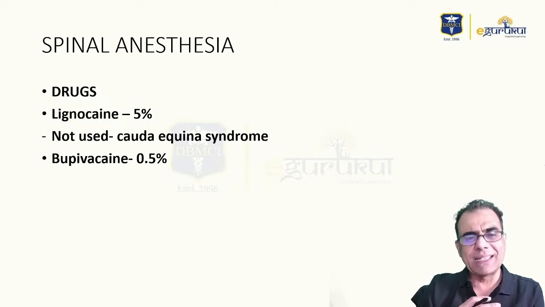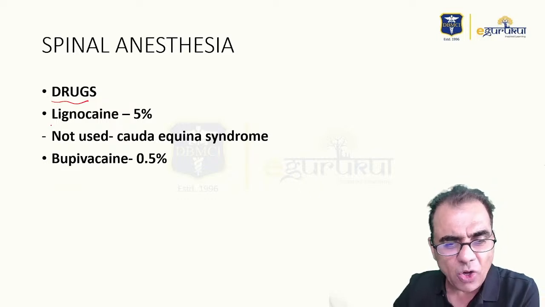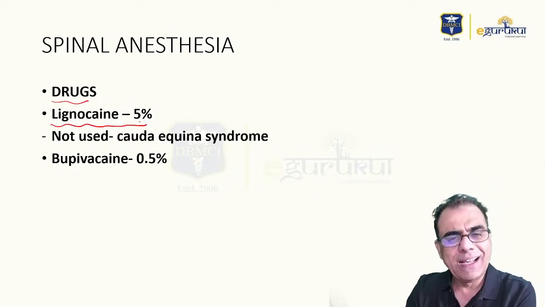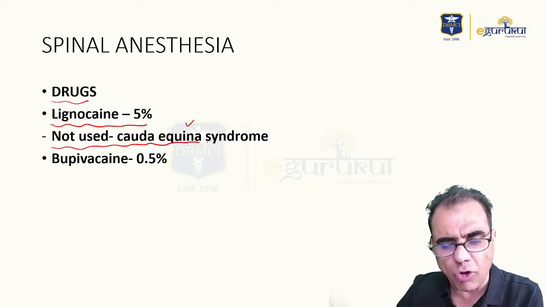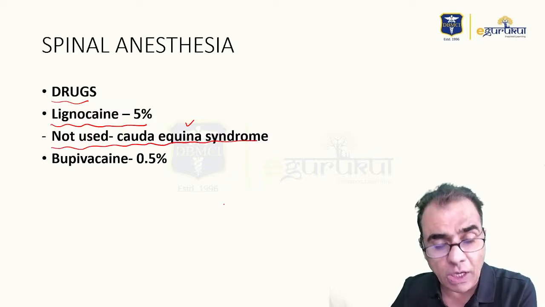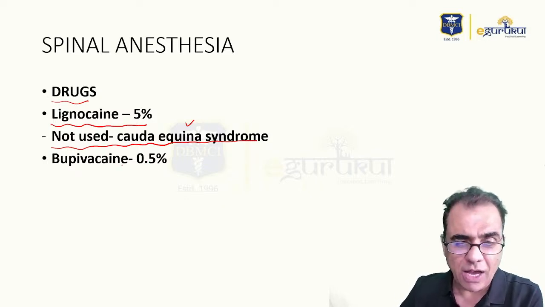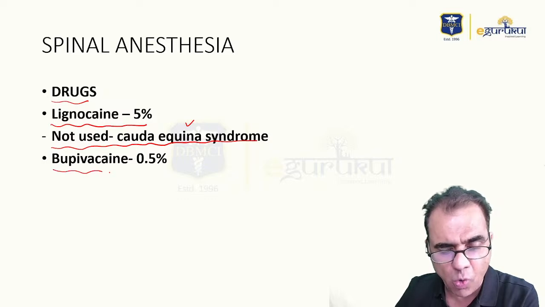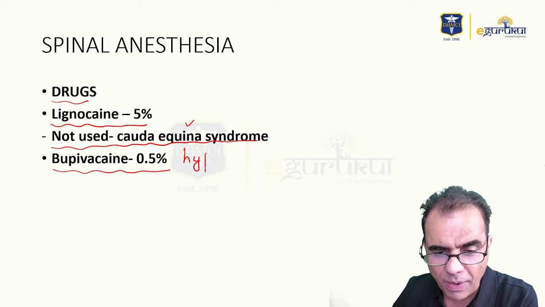So spinal anesthesia, drugs which can be used: lignocaine 5%, but this is not used because it could have caused cauda equina syndrome. So lignocaine caused cauda equina syndrome, so that is not used nowadays. So nowadays for spinal anesthesia we are using only bupivacaine 0.5%, and that is hyperbaric.